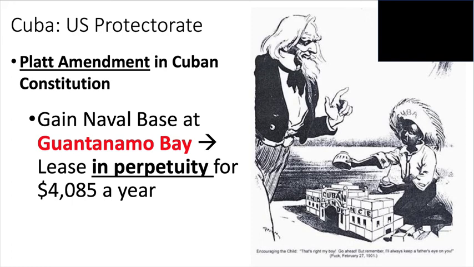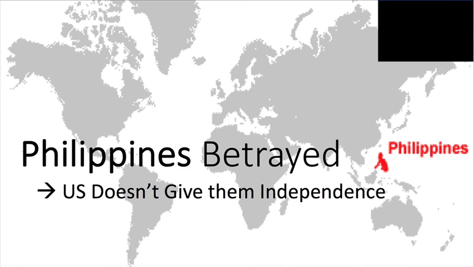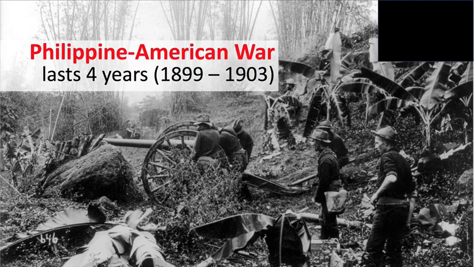Similar issue in the Philippines. Again, the Philippines had wanted independence from the Spanish Empire, and the U.S. had promised them independence, but instead we betray them and we do not give it to them. So the Philippines, after fighting with Spain, then begin to fight with the United States. And there is a 4-year war. The Philippine-American War lasts 4 years at the end of the 1800s, beginning of the 1900s, where now the Philippines stop fighting Spain and start fighting the U.S. again for independence.